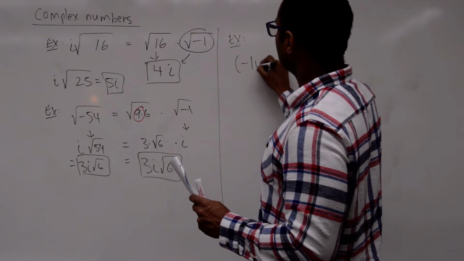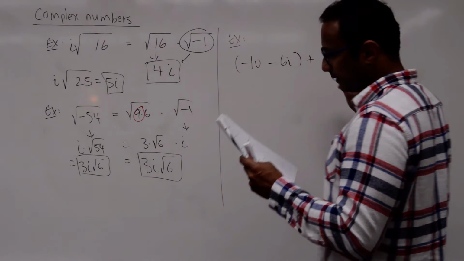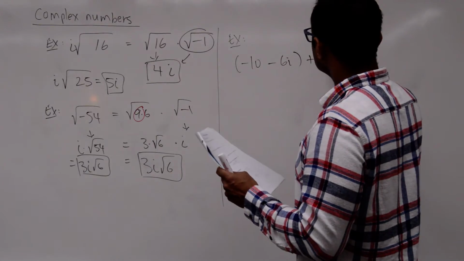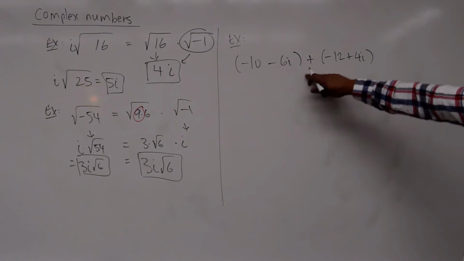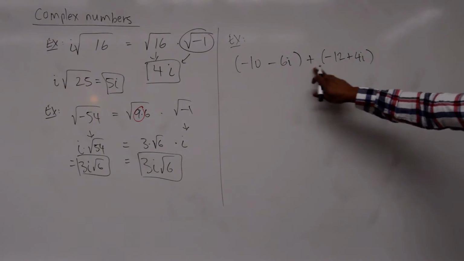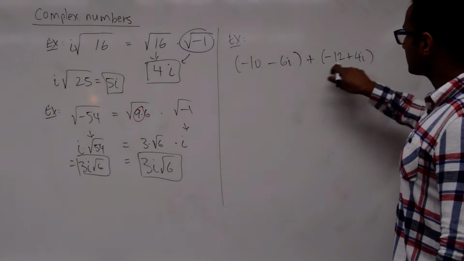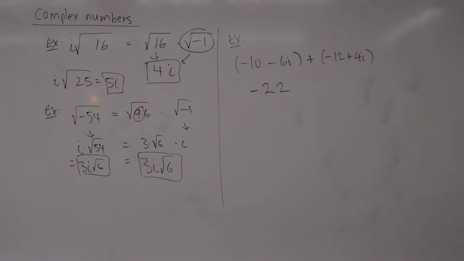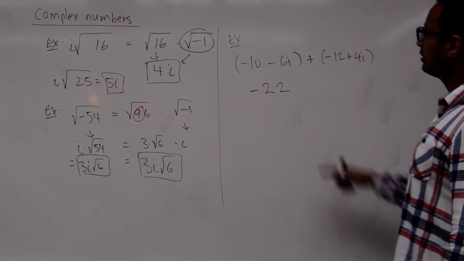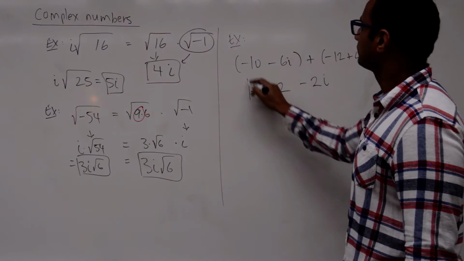We have our first example, which says you got negative 10 minus 6i plus negative 12 plus 4i. Okay, notice there's a plus sign in between. That means we are adding the two terms. So if I add negative 10 plus negative 12, that gives me negative 22. Notice I'm adding the real part. If I add the imaginary part, you got negative 6i plus 4i, that'll give me a negative 2i.